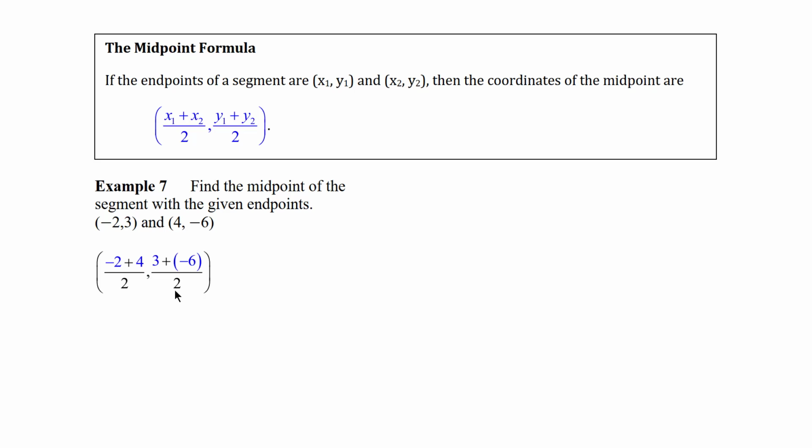Simplifying the first fraction, negative 2 plus 4 is 2, so we have 2 over 2 for the x-coordinate. Simplifying the second fraction, 3 plus negative 6 is negative 3. So for the y-coordinate, we have negative 3 over 2. Next, we simplify. 2 divided by 2 is 1, and negative 3 over 2 stays the same. So the final answer for our midpoint is (1, -3/2).